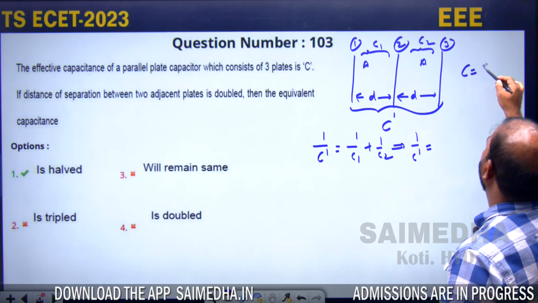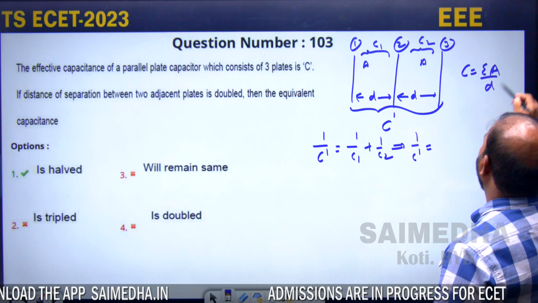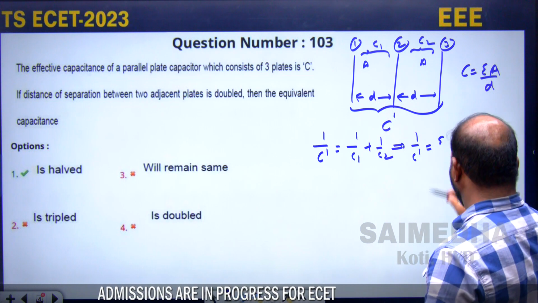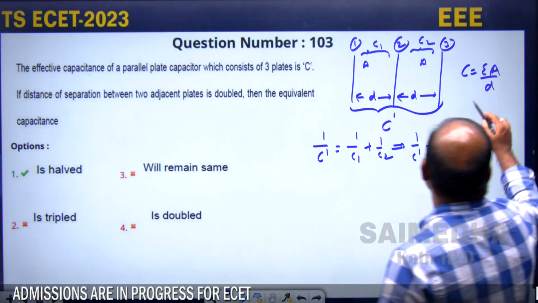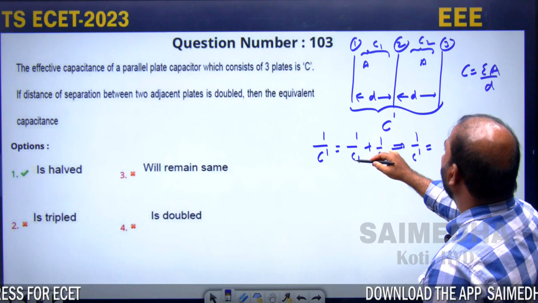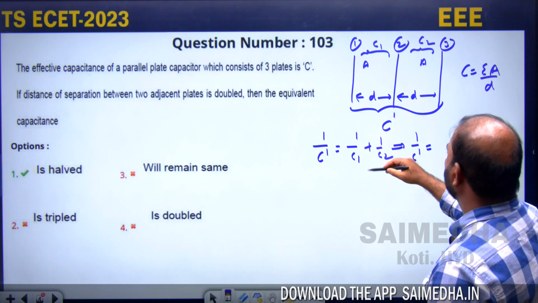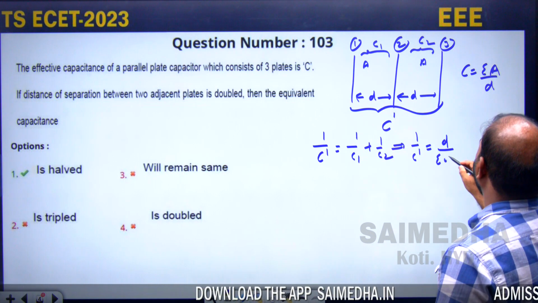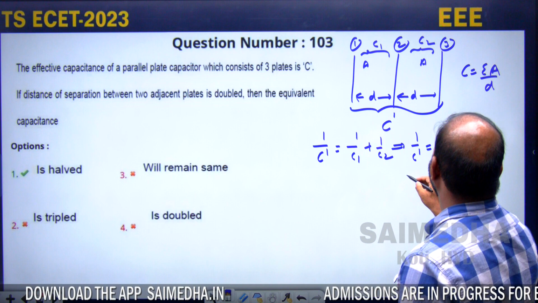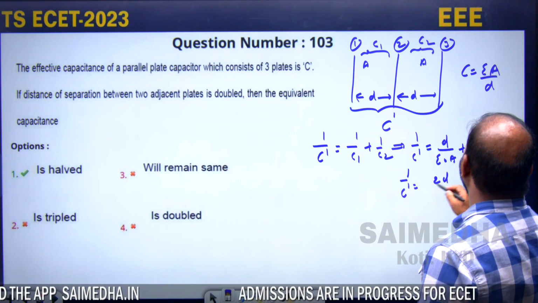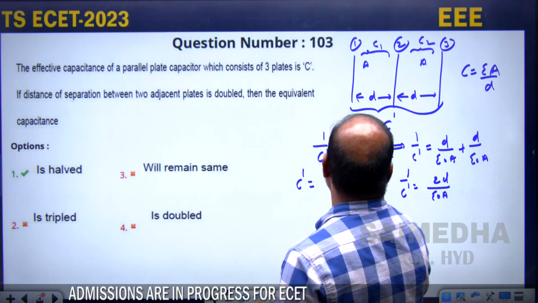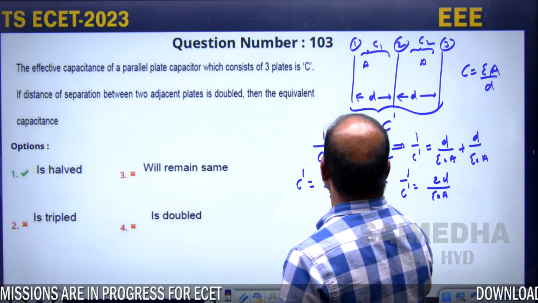For a parallel plate capacitor, the expression for capacitance is epsilon A by d. So 1 by C means d by epsilon A. So 1 by C dash equals 1 by C1, which is d by epsilon naught A, plus d by epsilon naught A, as this is also the same. So 1 by C dash is equal to 2d by epsilon naught A. Finally, C dash is equal to epsilon naught A by 2d.